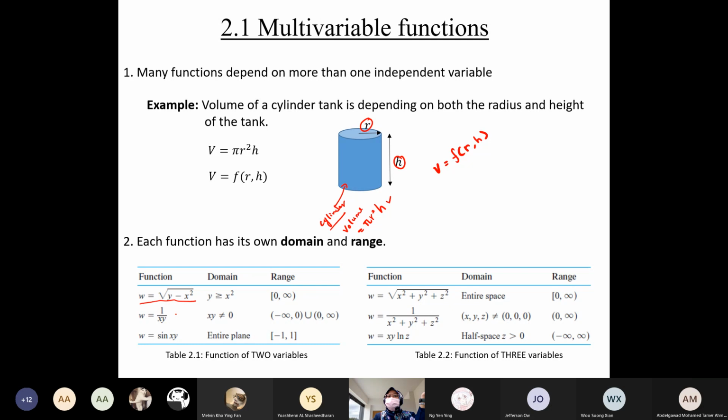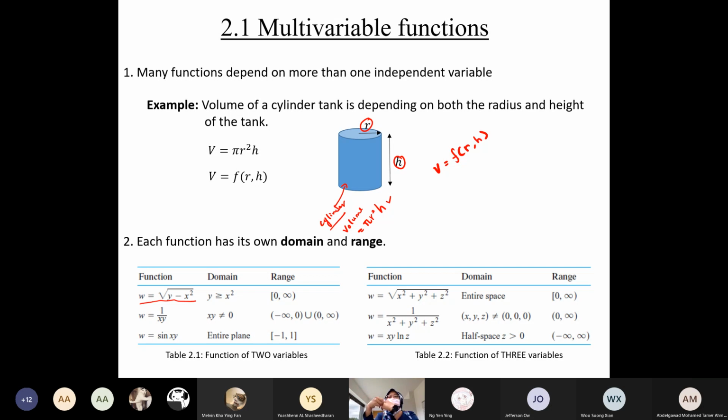When you substitute all the values of the domain, you will have a set of outputs. This output we call the range. So that's the difference between domain and range. Again, the domain is all the values that you can substitute into the function, and the range is all the possible outputs that you can have from the function.